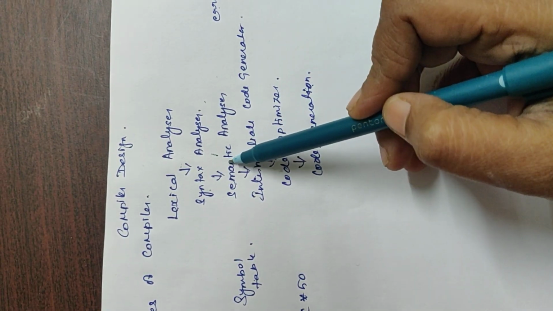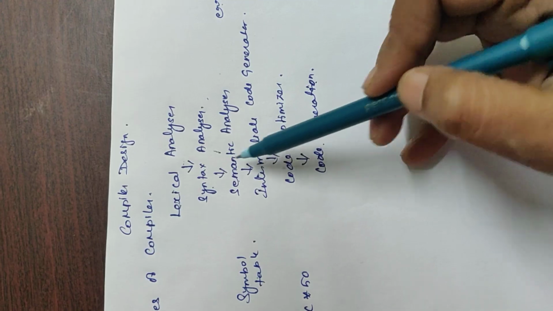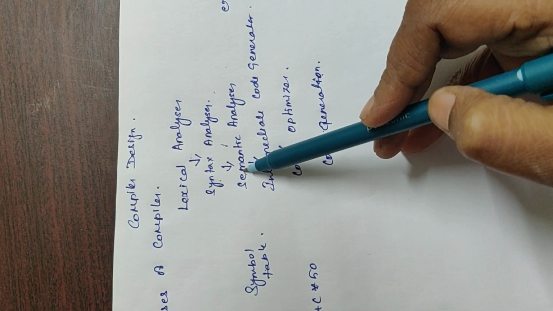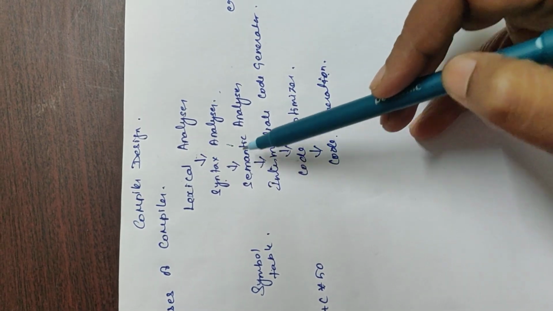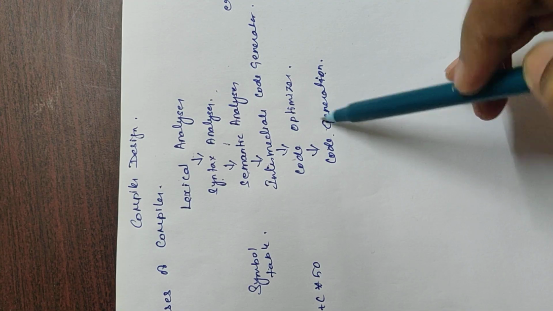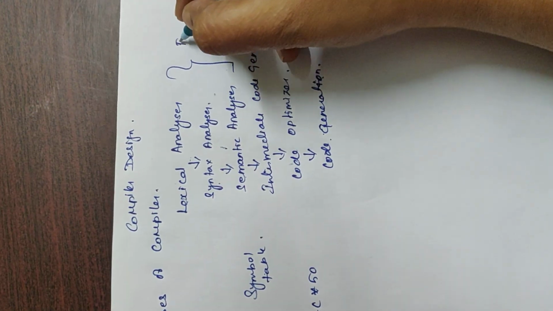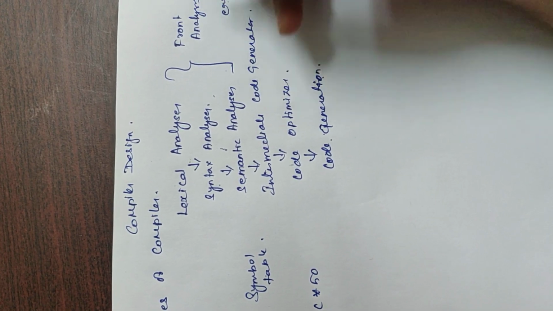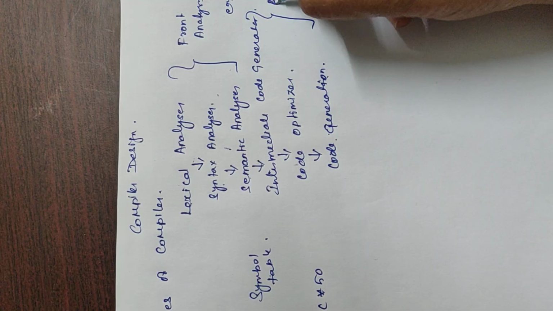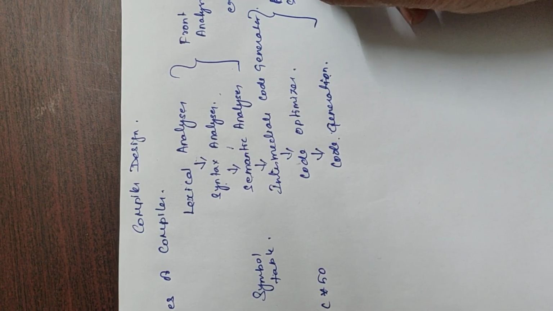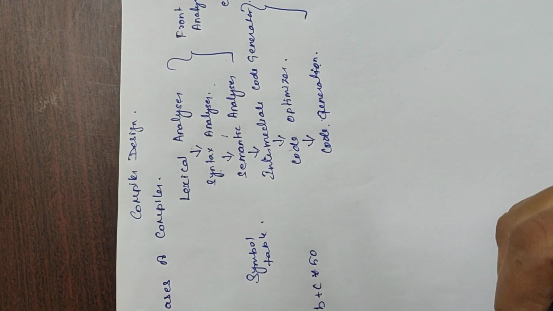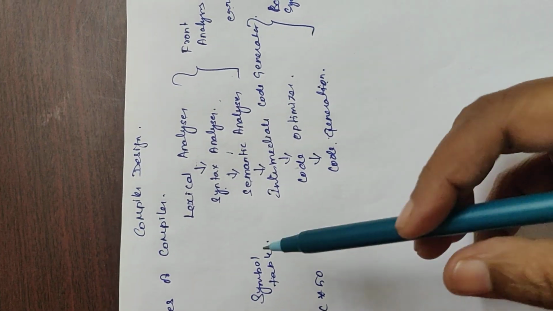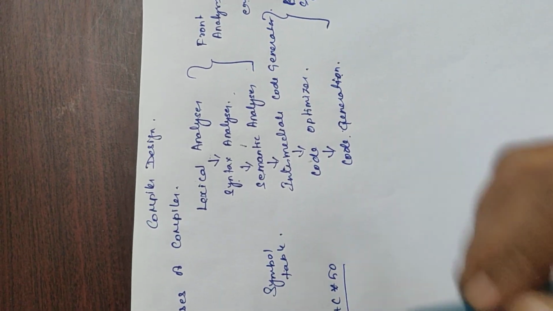The first 3 sections are called as front end of a compiler, and these 3 are called as back end of the compiler. This phase is also called as analysis phase, and this phase is also called as synthesis phase. So this is called front end or analysis phase, and this is called back end or synthesis phase. Now we'll see what each of these phases is going to perform, with respect to this example.